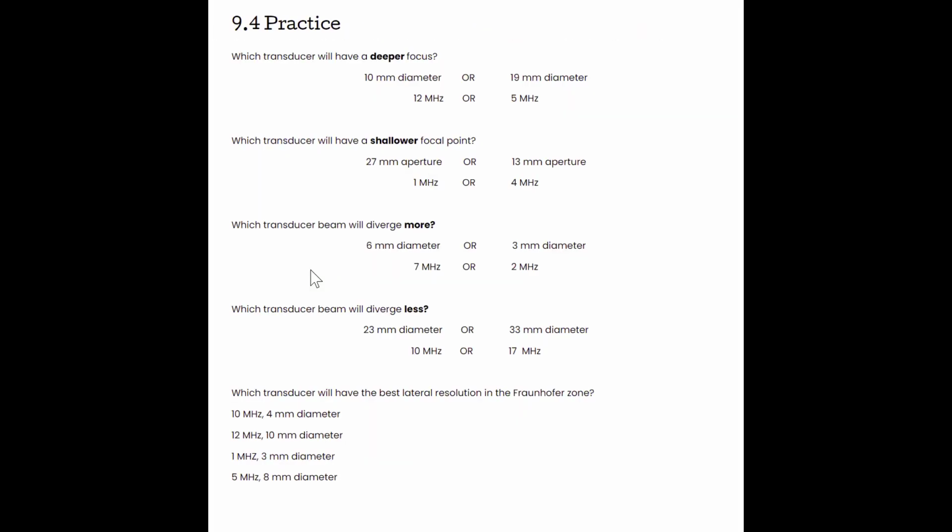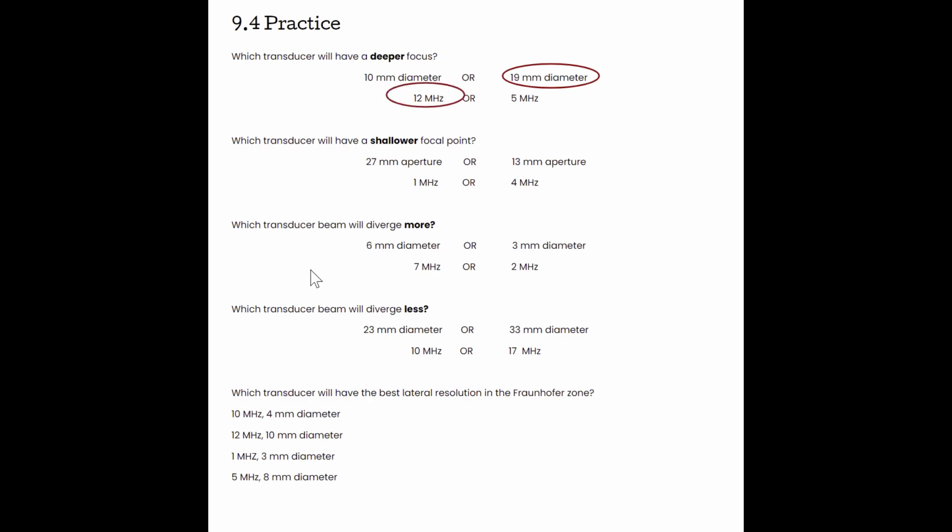All right, again, just a reminder, make sure that you've tried these practice examples, but let's go ahead and go through those answers. So the first question says, which transducer will have a deeper focus? And we have two examples, one with diameter comparison and one with frequency comparison. So we'll just kind of go down through each one. When we're looking at diameter, we know that deep focus goes along with wide diameter. Big diameter, deep focus. So that is going to be our 19 millimeter transducer. As far as frequency goes, we know that increased frequency provides an increased or deeper focus. So that's going to be our 12 megahertz transducer.